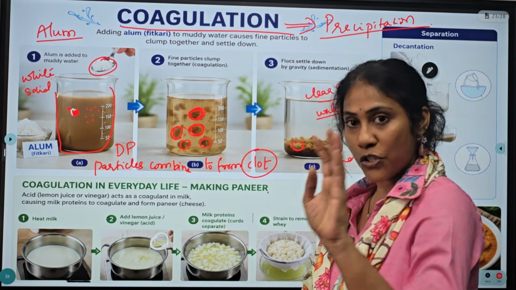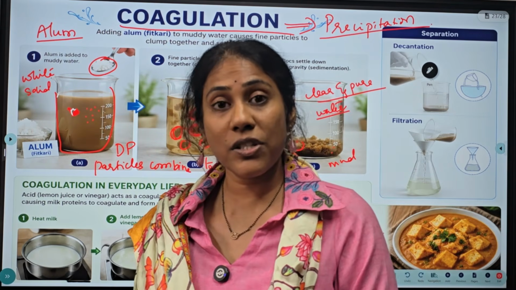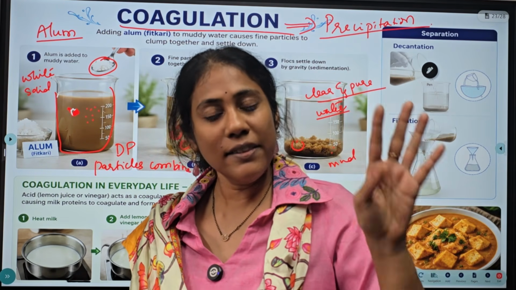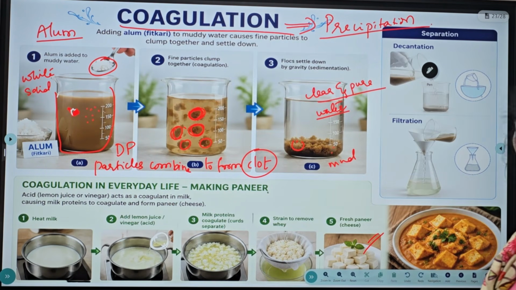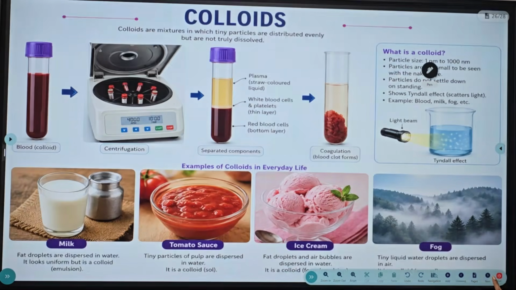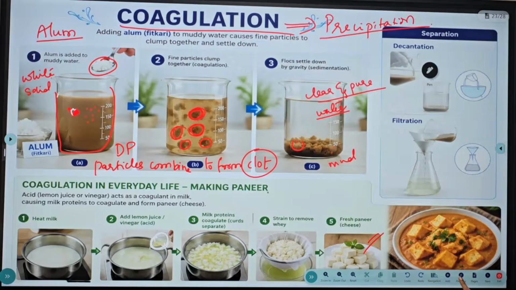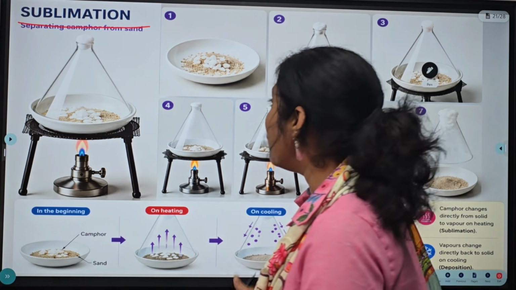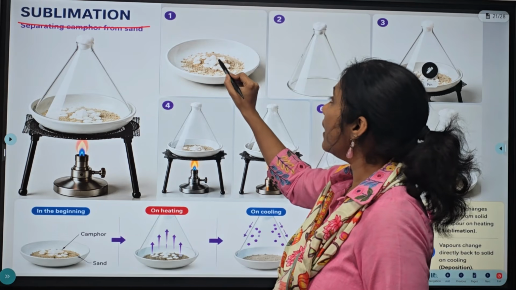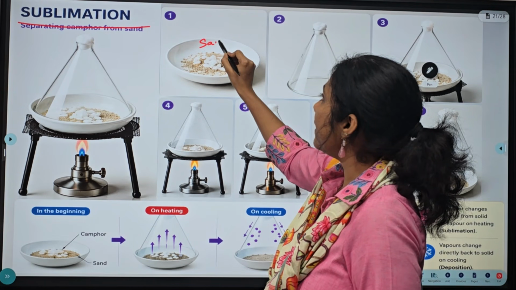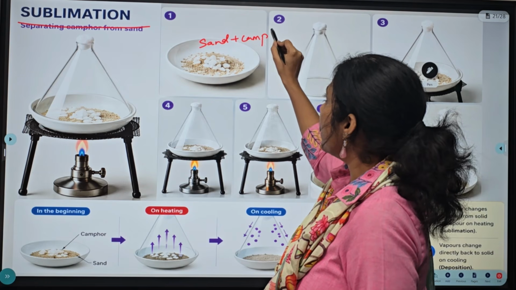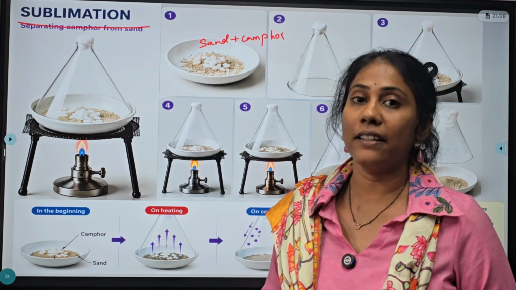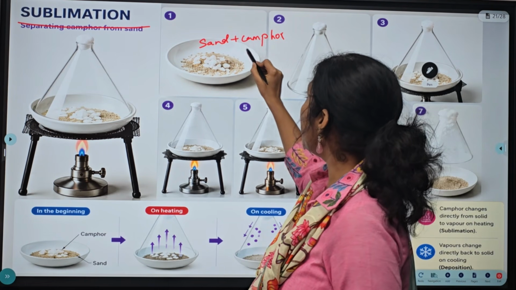Hope you understood the two methods used to separate the components from colloids. One is centrifugation, the other is coagulation. Now we will see the other common method, sublimation. Suppose you have a mixture of two solids. Here this is a mixture of sand and camphor. I want to separate camphor from sand, and camphor has a very important property.